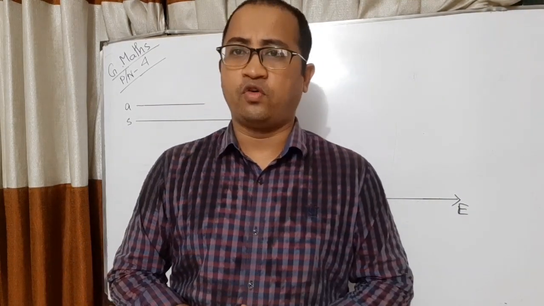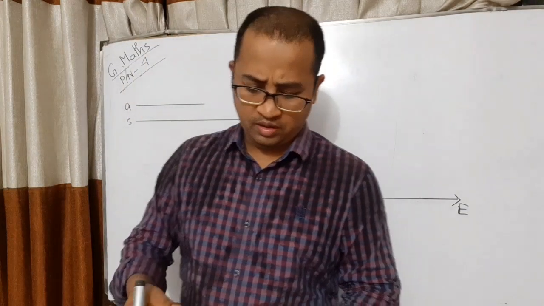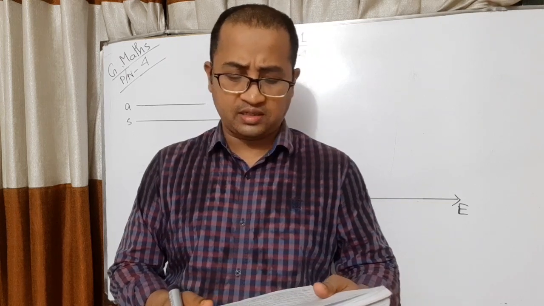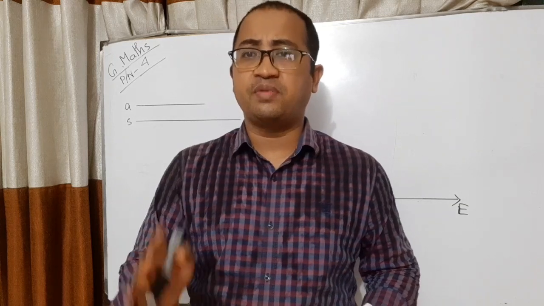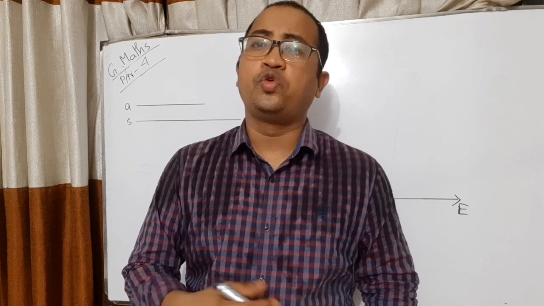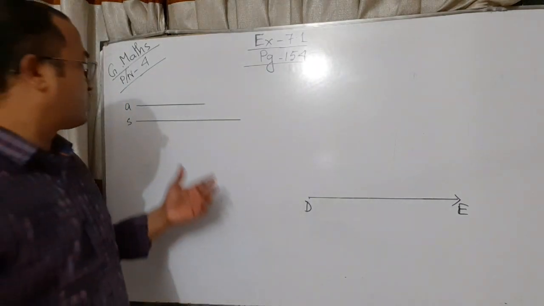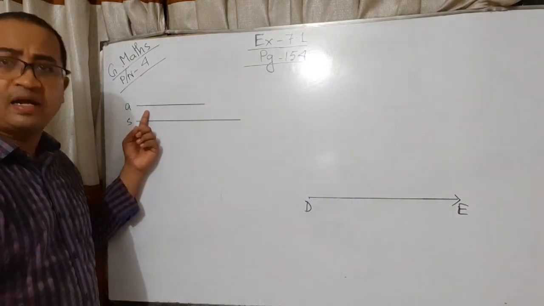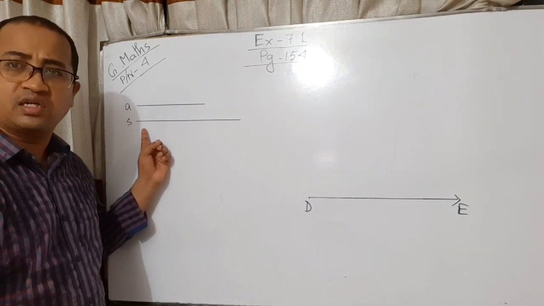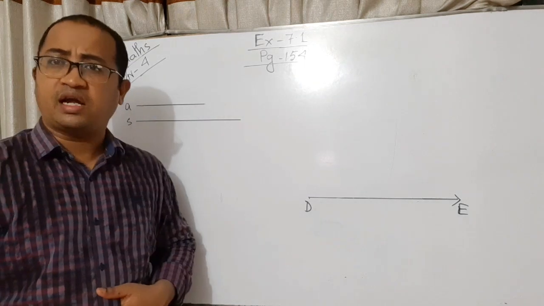Now, question number 4. Please look at your book. It is given: construct a right angle triangle when the hypotenuse and the sum of the other two sides are given. We will construct that right angle triangle. Look at the board. Say A is the hypotenuse of the right angle triangle and S is the sum of the other two sides. Now by using these two pieces of information, we will construct the right angle triangle.